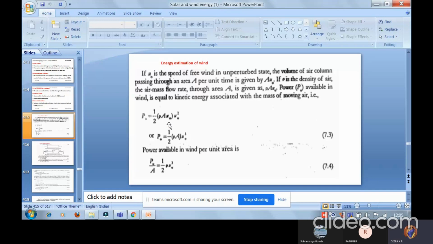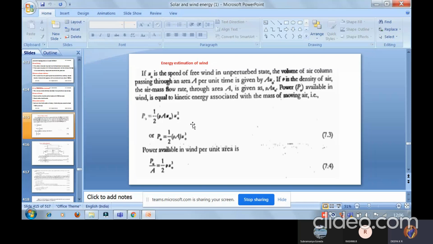Next, rho is the parameter. We already know rho is nothing but density. So here we are considering the density of the air, and the air mass flow rate through a particular area. Within that, how much density can be flowing, so we are giving it as rho A u naught into u naught square. So the power P naught available in the wind can be considered equal to the kinetic energy associated with the mass of moving air. Mass of air means the particles creating the movement in the system, so that kinetic energy has been considered here.